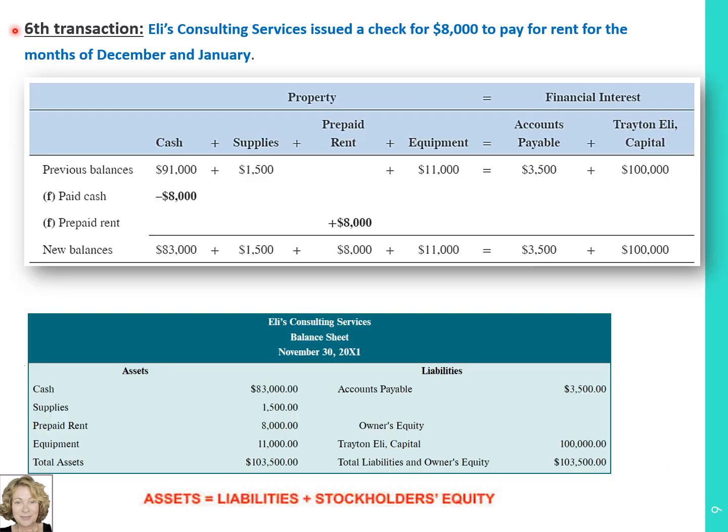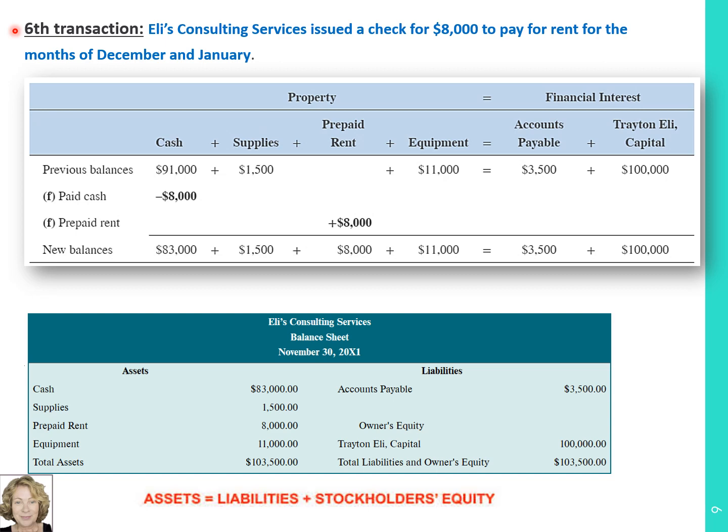The sixth transaction is about Eli's Consulting renting offices. In November, the office manager Sanchez arranged to rent facilities for $4,000 per month beginning in December. The landlord required that rent for the first 2 months, December and January, be paid in advance. The firm prepaid, meaning paid in advance, the rent for 2 months. In accounting, this right is considered a form of property, because the business could get a refund potentially if it did not use the facilities the entire time.